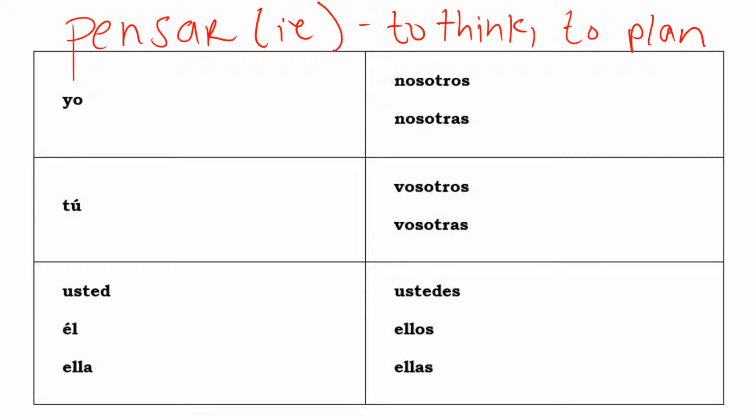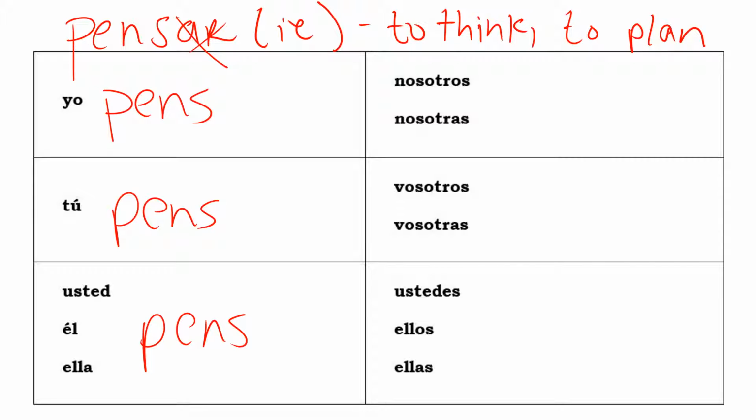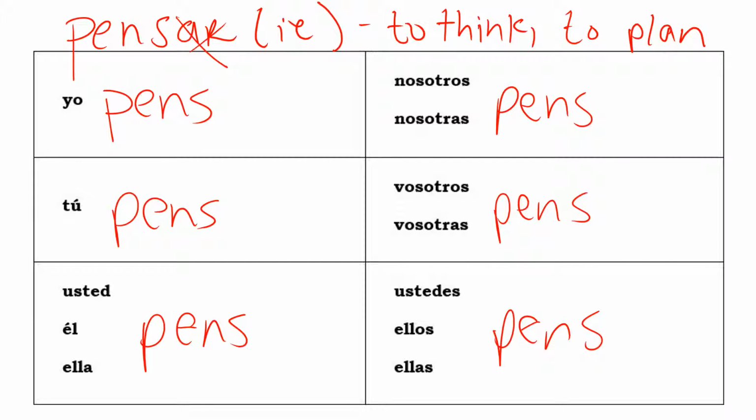First, we're going to look at pensar. Pensar is an E to IE stem changer that means to think or to plan. So first, I'm going to fill in all of the boxes with what I would normally use as my stem. Remember, if I take off AR, what's left is my stem. So now I have all of my stems filled in, but I know that in the boot, my stem needs to change from E to IE. So I'm going to do exactly that.